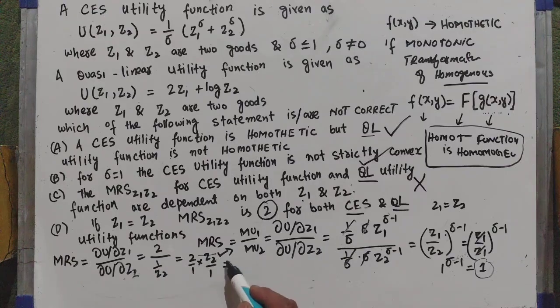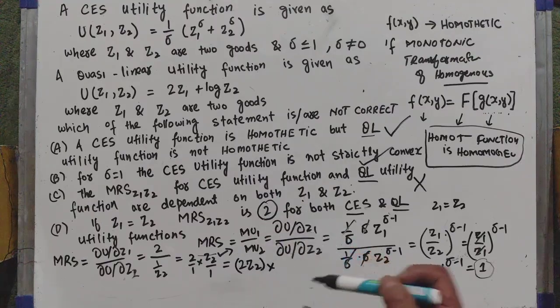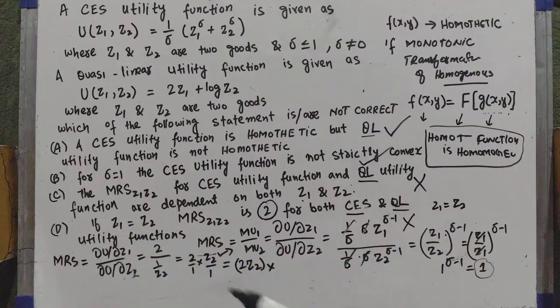So we got this: if z1 is equal to z2, here MRS is equal to twice z2. So it is not equal to 2 in either of the cases. So C and D options are incorrect in this question.